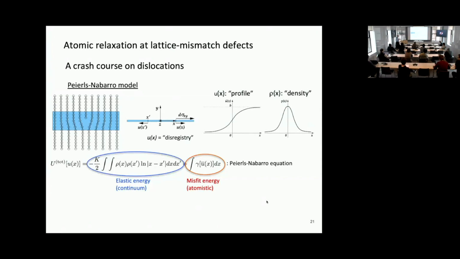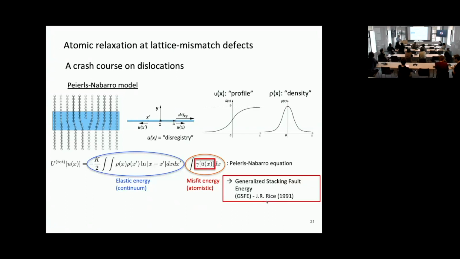The energy of this dislocation is described in terms of elastic energy for the slight deformations, and the misfit energy. This is the atomistic contribution of changing the positions of the atoms in the neighborhood of the dislocation. This is called the Peierls-Nabarro equation, and it allows you to minimize the energy and produce a profile for the dislocation. That is the profile, namely the small displacement of the atoms around this defect, and this is the density of the dislocation, essentially the derivative of this.